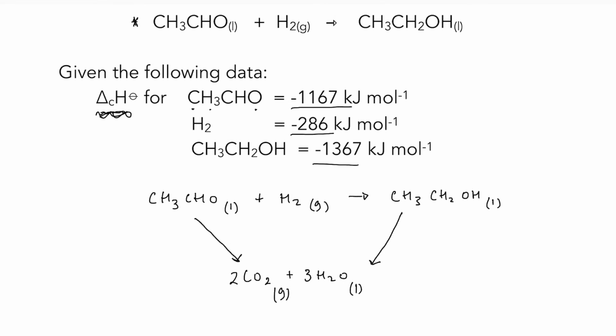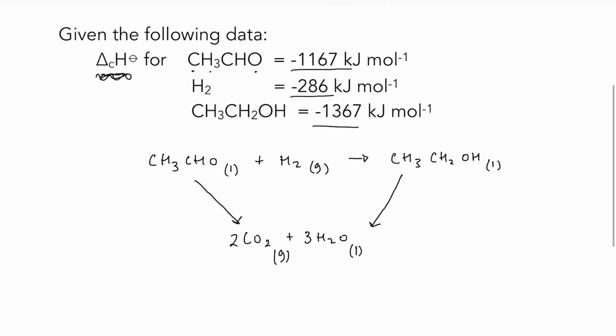Let's look at the numbers. So the numbers here, if I were to completely combust 1 mole of ethanol, it would be minus 1167 kilojoules per mole. And if I were to combust a mole of hydrogen, minus 286. Now my equation only has 1 mole of each, so I don't need to multiply these up. And burning a mole of ethanol to form carbon dioxide and water would release 1367 kilojoules per mole. So let's have a look.